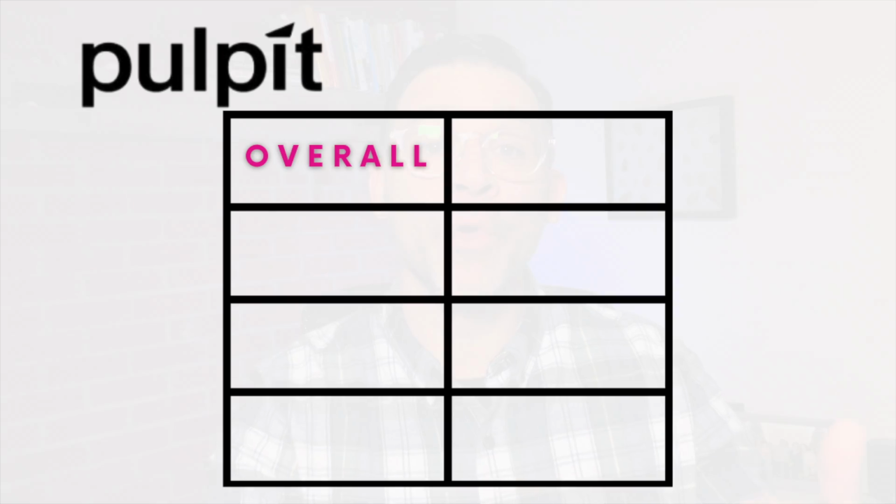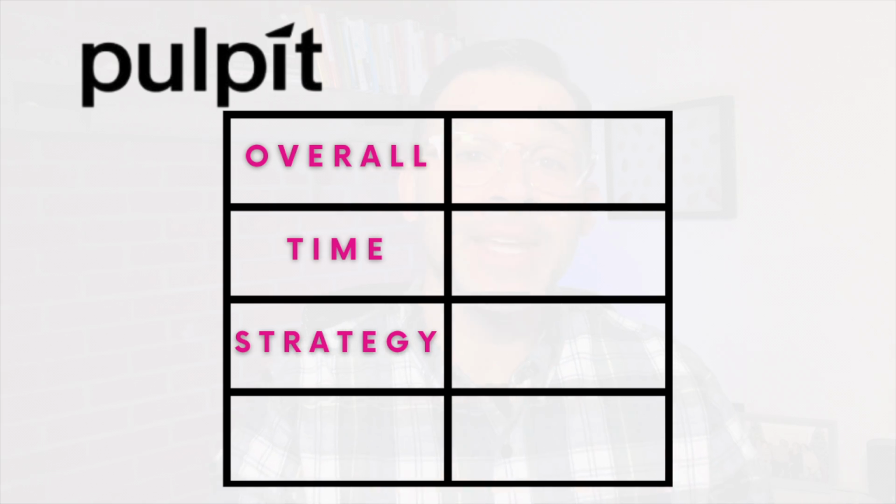Okay, so I'm going to break my review up into 4 categories or aspects: overall, time, strategic, and value. Okay, so from a time standpoint, there is so much value in this time-saving component. You could get to a point where you're able to create a blog, a week's worth of social captions, a study guide, and an email newsletter within 1 to 2 hours.